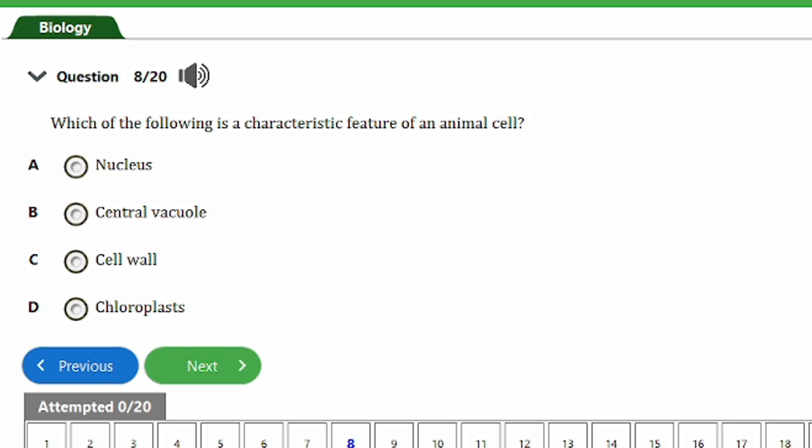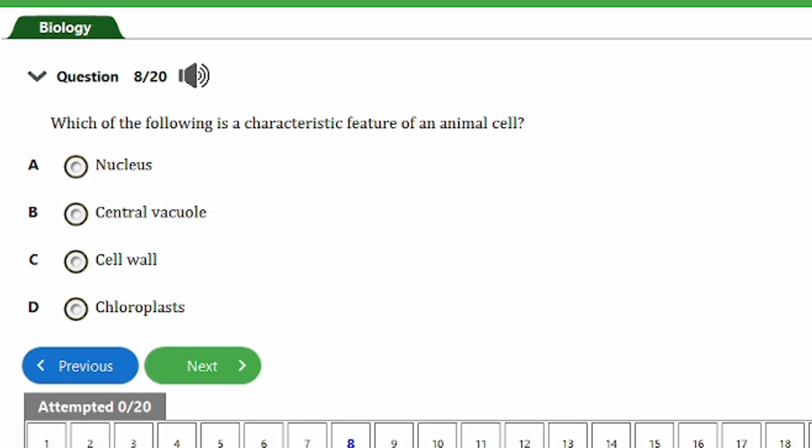It says, which of the following is a characteristic feature of an animal cell? A. Nucleus, B. Central vacuole, C. Cell wall, D. Chloroplast. So guys, the only feature here that is found in animals is the nucleus. Animals do not have a centrally placed vacuole as seen in plants. Animals also do not have a cell wall, they only possess a cell membrane.